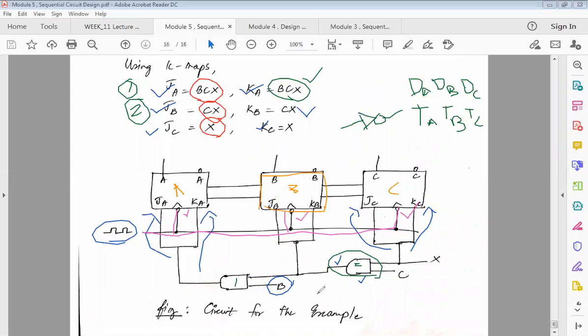Now try to do this for your D and T flip-flop, and we will try and see how this gets implemented. It's going to be a little tricky with D and T, because you'll have to check with different values. So try and do it. Let us see how we can continue with that.